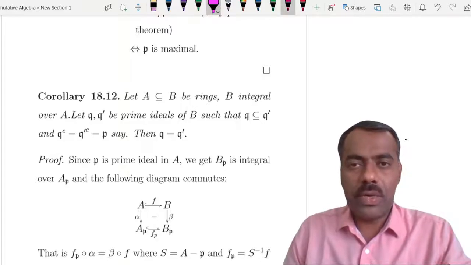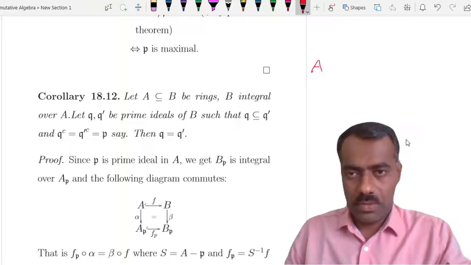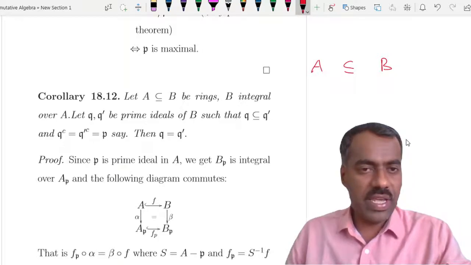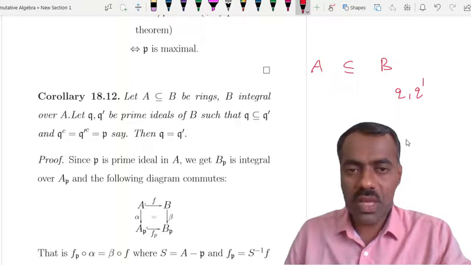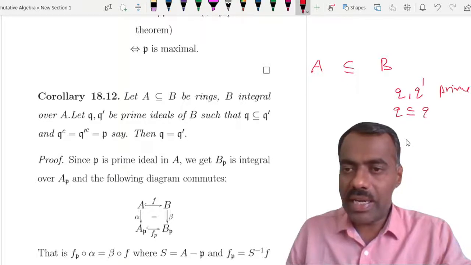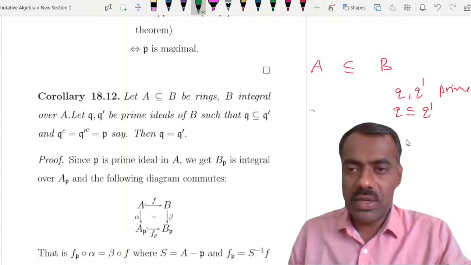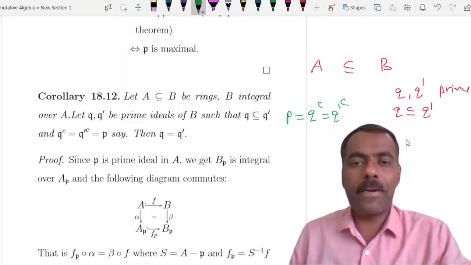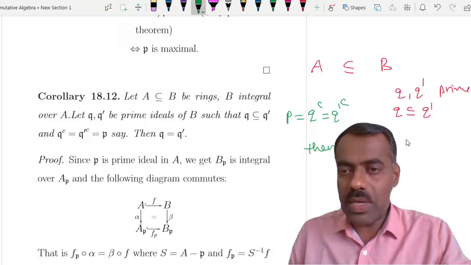Using this, we prove one more result, which is also interesting. You take A, a subring of B, and P, which is integral over A. Take Q and Q prime, which are prime ideals, such that Q is contained in Q prime. Suppose their contractions, Q contraction and Q prime contraction, are the same, say P. If they are equal, then Q has to be equal to Q prime.